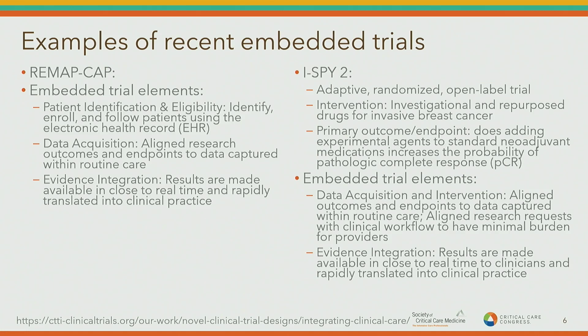If you look at I-SPY 2, which is a different platform adaptive randomized trial, it's open label, and it's really about breast cancer, looking at investigational and repurposed drugs for breast cancers. They're looking at adding repurposed drugs to standard of care neoadjuvant therapy: does that increase the likelihood of a pathologic response for breast cancer patients? And if you look at the embedded elements in that trial platform, it's again this idea of data acquisition and interventions, and then evidence integration as well.